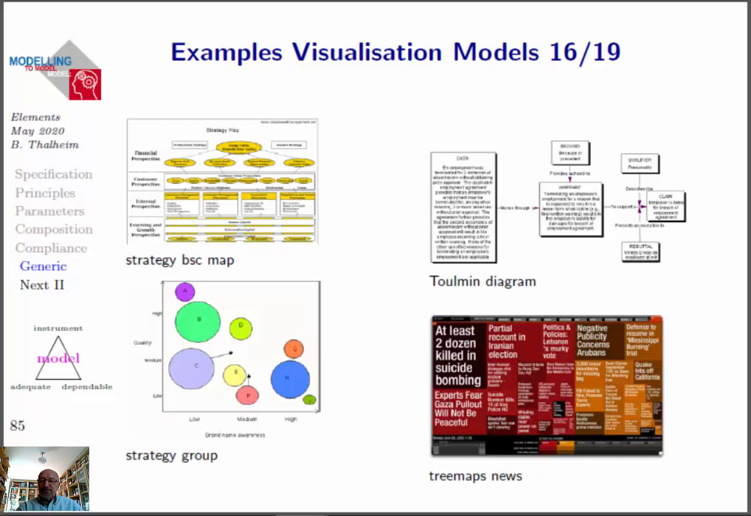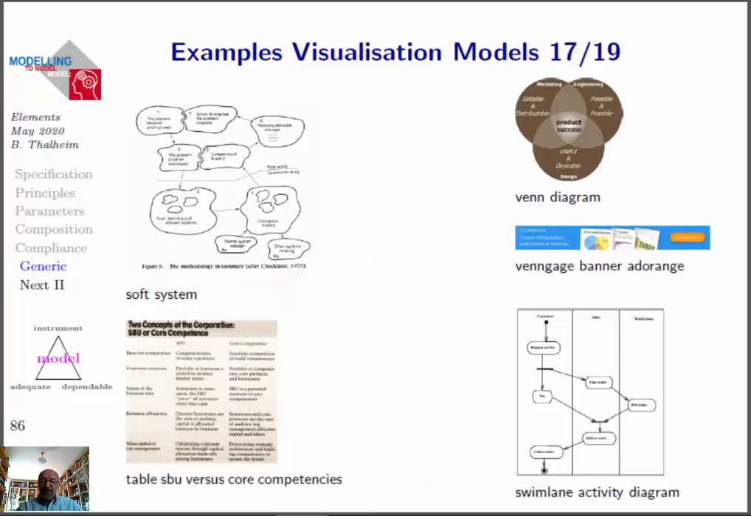You can have some kind of business strategy maps, or you use some kind of strategy groups, or let's say use some kind of tree maps, how we use it now with our special interfaces on smartphones. Or you can use also some kind of Thalheim diagrams for reasoning about causes. You can use also some kind of differentiation, that you say what kind of the system is soft, and what kind of the system is, let's say, more harder.